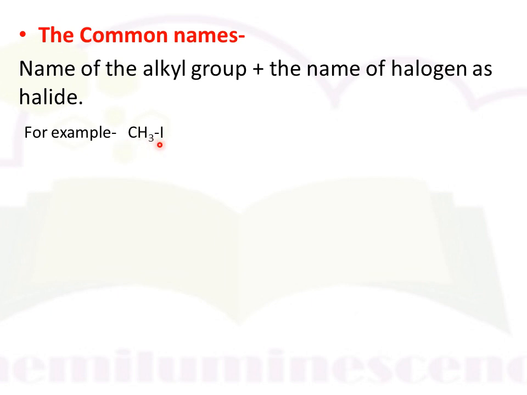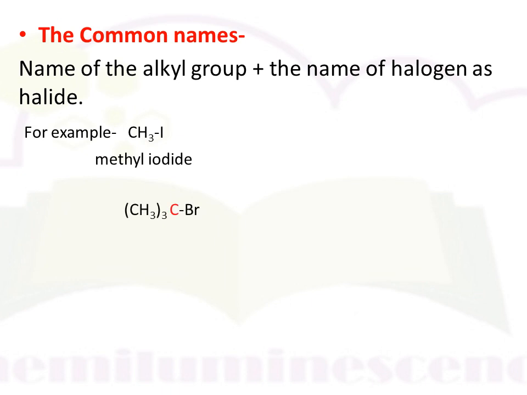So how do we write the name of this compound in the common name system? You have to write first the name of this alkyl part, followed by the name of the halogen as a halide. The name of the alkyl part is methyl. Why is it methyl? Because this compound is prepared from methane by replacing one hydrogen with iodine. That's why this CH3 part is named methyl and iodine is named iodide. So this compound's name is methyl iodide.